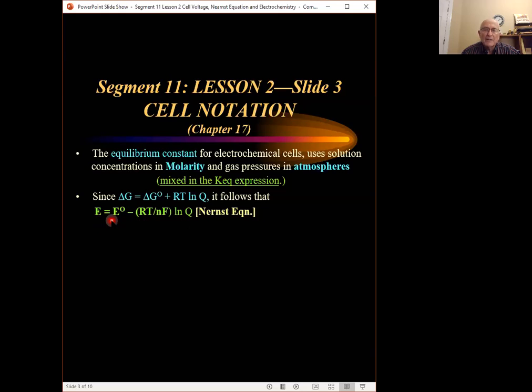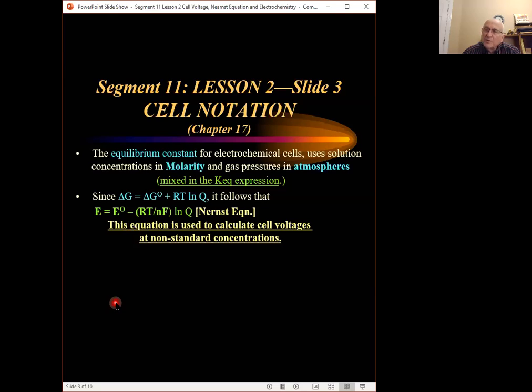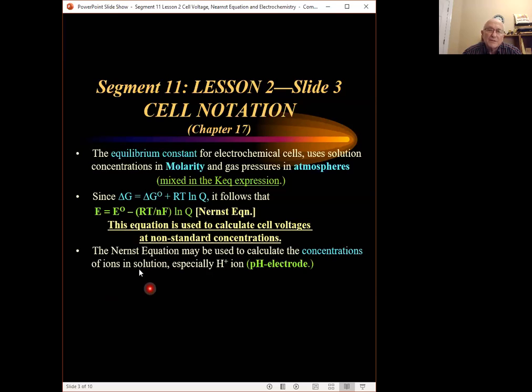So the voltage would be the standard voltage minus RT over nF ln of Q, and Q now is expressed exactly like the equilibrium constant would be expressed, but using the pressures and molar concentrations that are currently in the reaction mixture. So we can use this equation to calculate the voltage of a cell that you might generate in the lab and know what the concentrations are. So the Nernst equation can be used then to calculate concentrations of ions in solution.